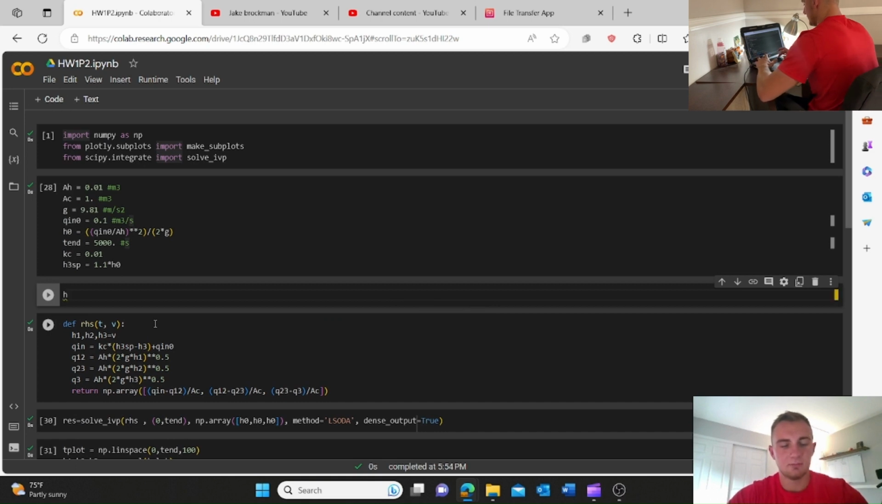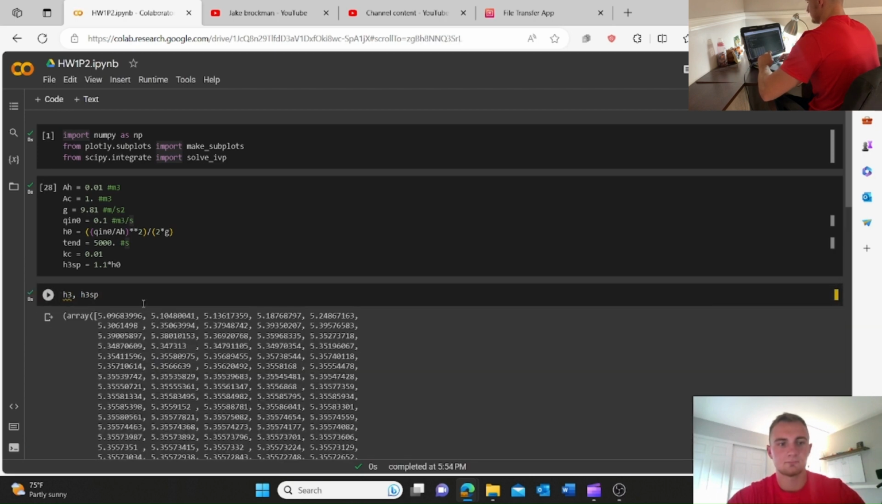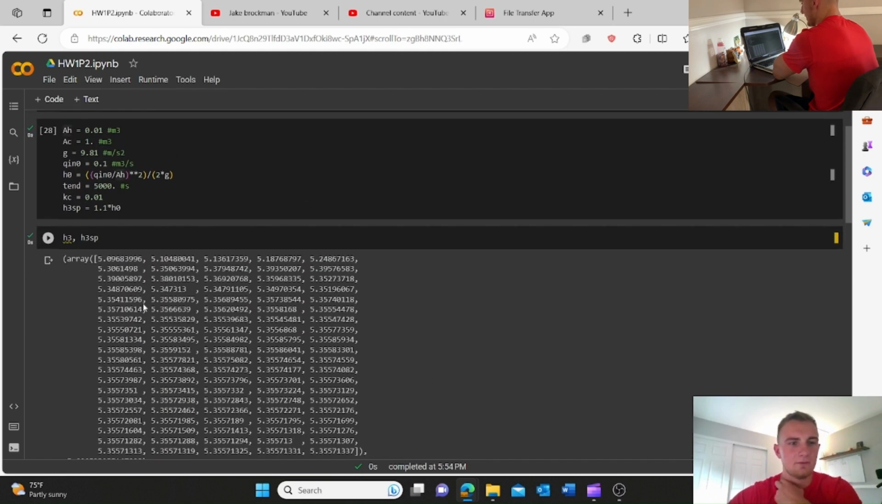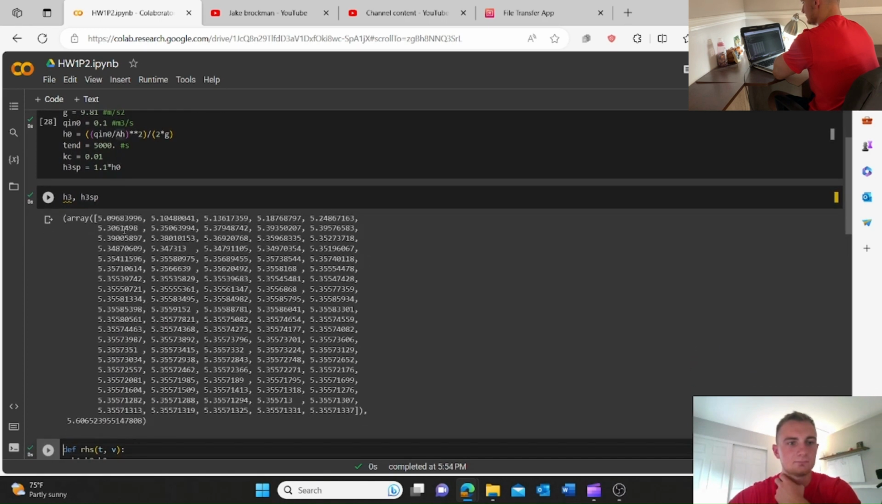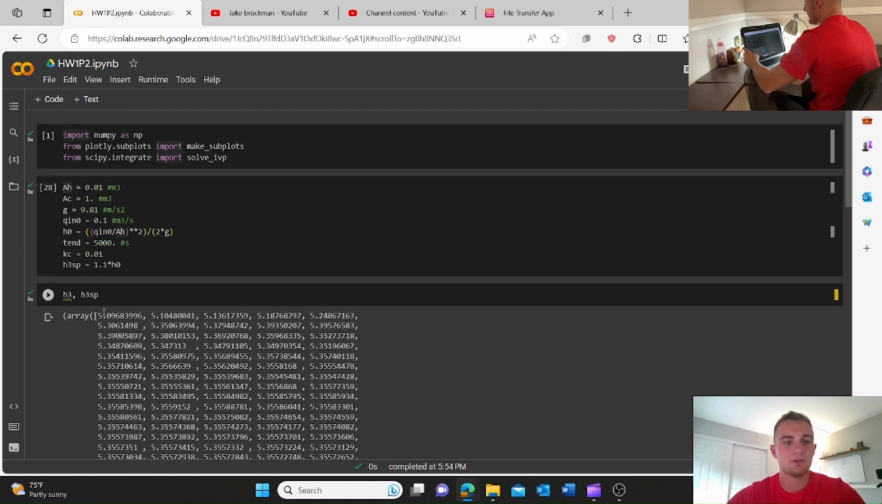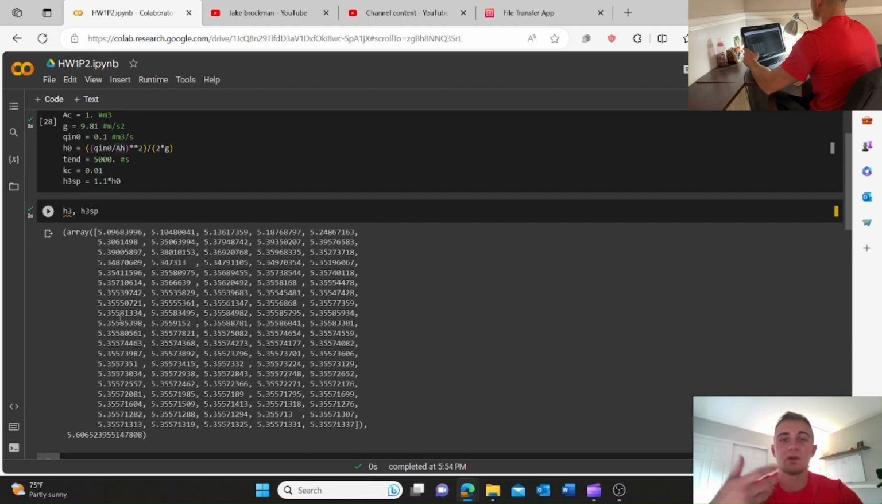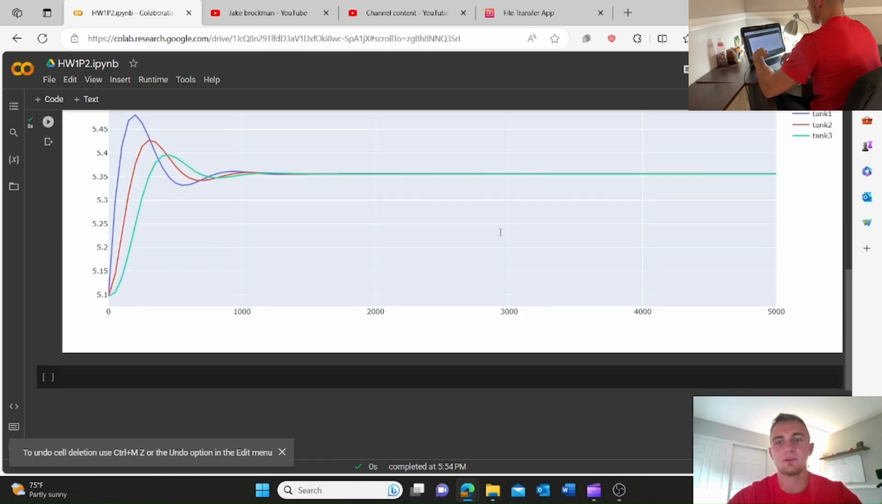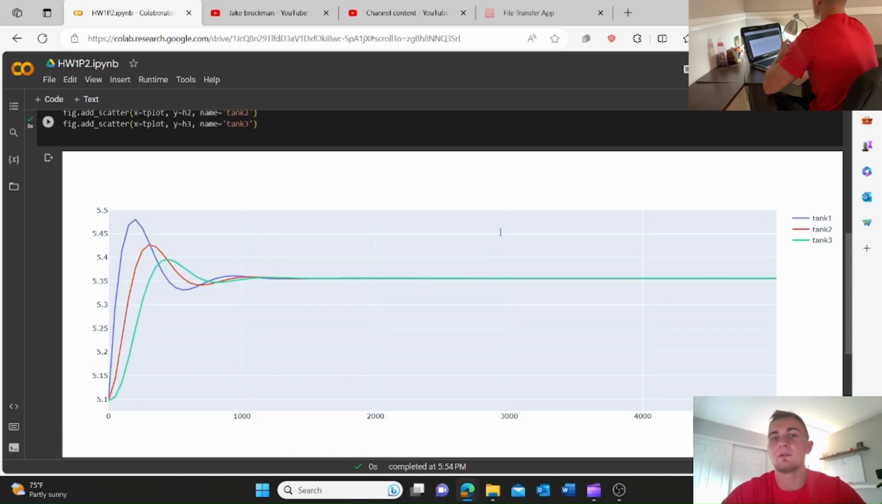So if you look at H3 and our H3 set point, we actually have an array because I've already run it. Our starting height is 5.096, and our set point here, if we want to raise that by 10%, it'll end up getting to around 5.6. So let's look at our graph here and see if we're getting to 5.6, because ideally we want to hit our set point. If we need the height in the third tank to be 5.6, ideally we would like it to be 5.6.